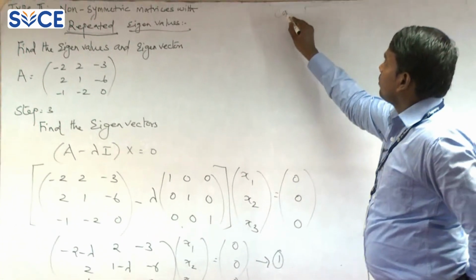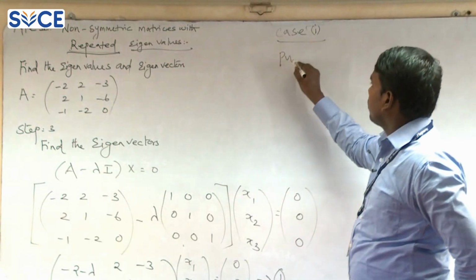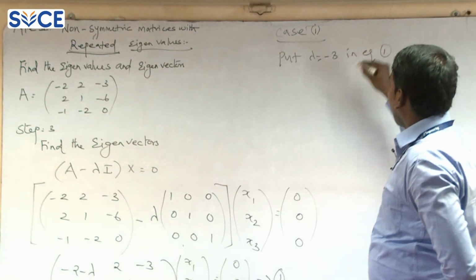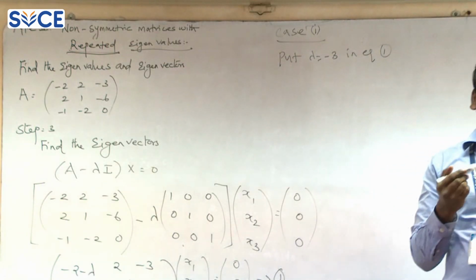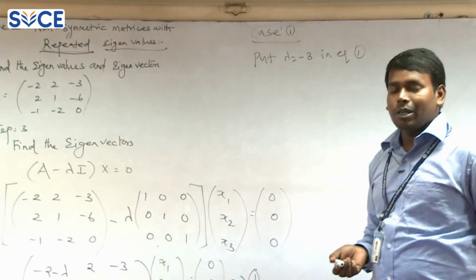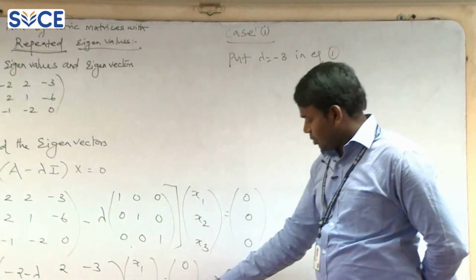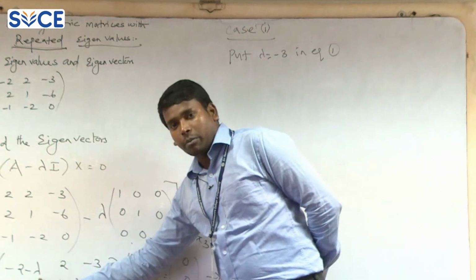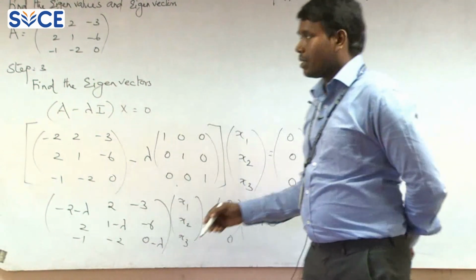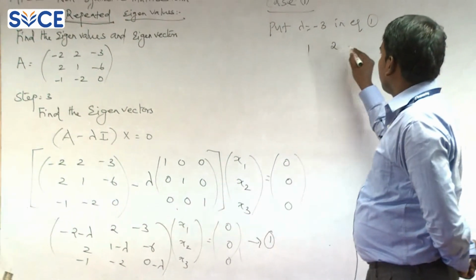Now case 1. Put lambda equal to minus 3 in equation number 1. So the first eigenvalue is lambda equal to minus 3, the second eigenvalue also lambda equal to minus 3, and the last eigenvalue is lambda equal to 5. Now, lambda equal to minus 3: minus into minus is plus, so minus 2 plus 3 becomes 1. The remaining entries in the first row are 2, minus 3.